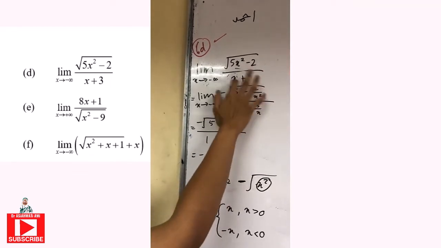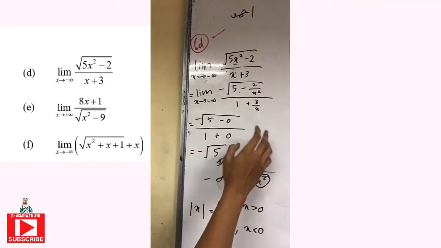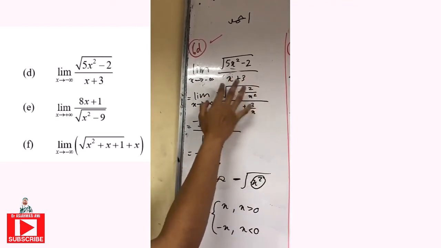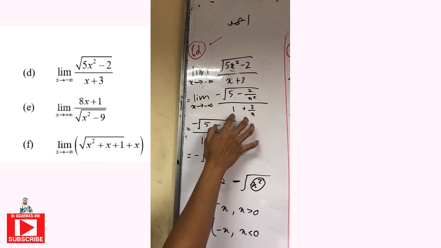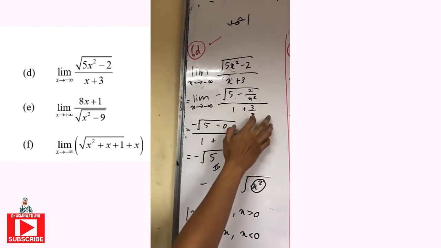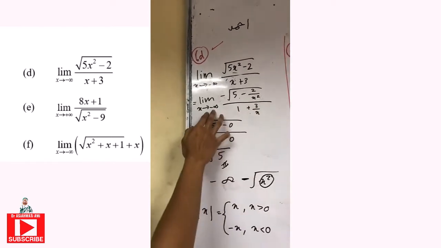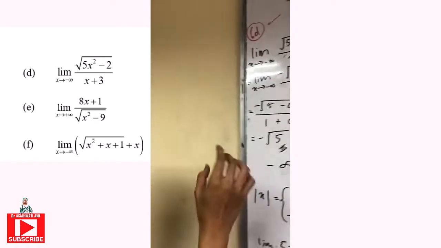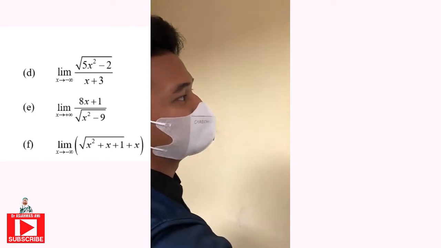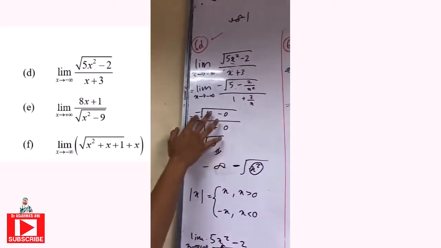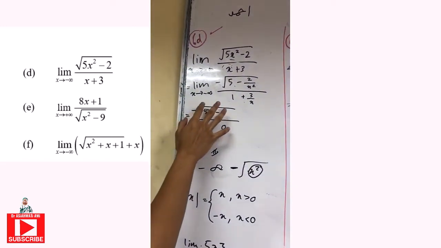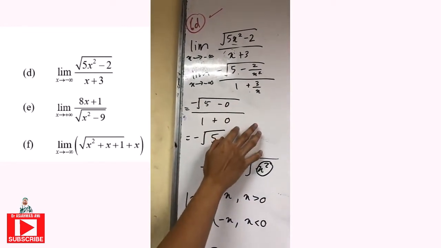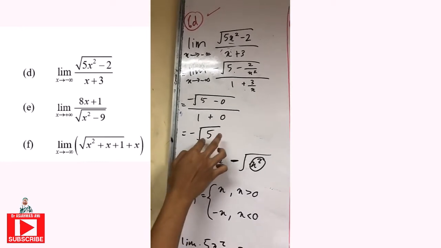For the bottom part, we have to divide by x to the greatest power. So for the bottom, the greatest power is power 1, and then I divide, and I will get x over x equals 1, plus 3 over x. So we substitute negative infinity into x, and anything over infinity, we will get 0. So we will get negative square root of 5 minus 0 over 1 plus 0, and then our final answer will be negative square root of 5.